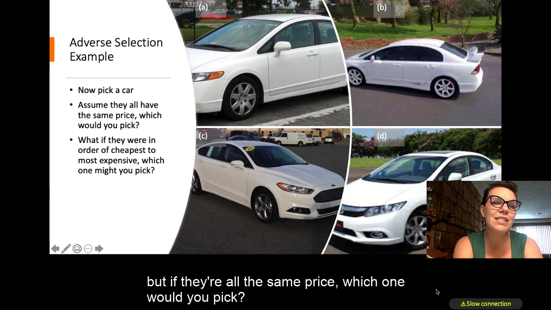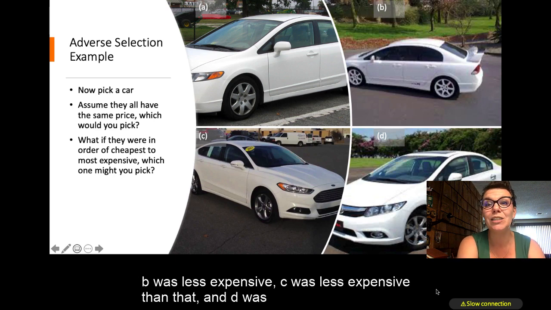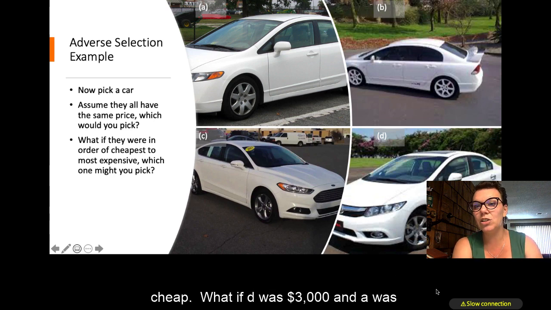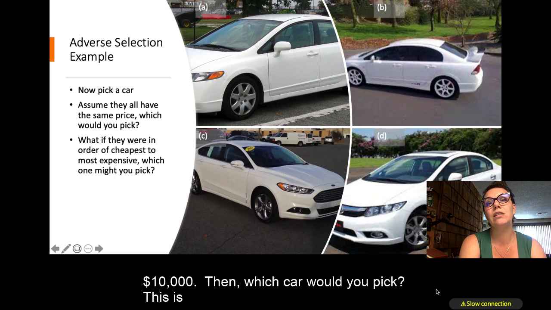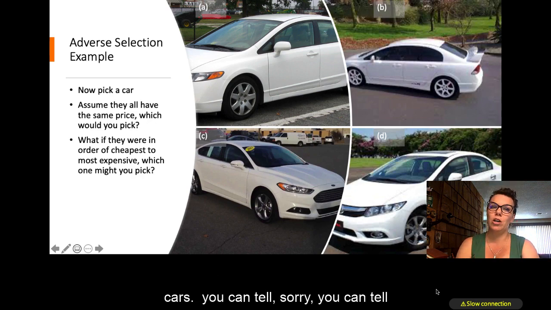But if they're all the same price, which one would you pick? What if they were priced in order, where A was expensive, B was less expensive, C was less expensive than that, and D was cheap? What if D was $3,000 and A was $10,000? Then which car would you pick? This is why we call this the lemon problem, because we can see this problem emerge with cars.